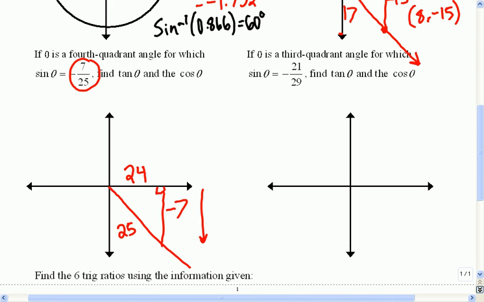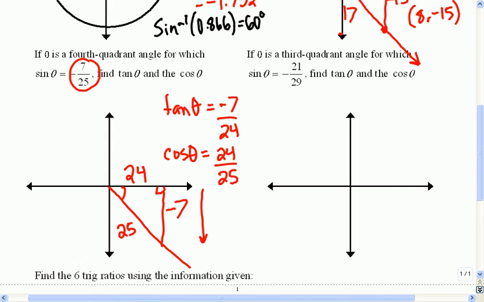So, I can find the tangent fairly easily. That will be the opposite over the adjacent, which is negative 7 over 24. And I can find the cosine, which is 24 out of 25. Okay, so I'm going to have you try the next one and see how you do with it, and we'll catch up together.